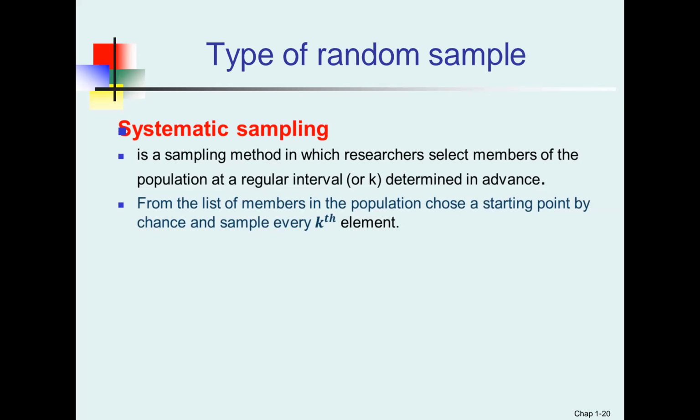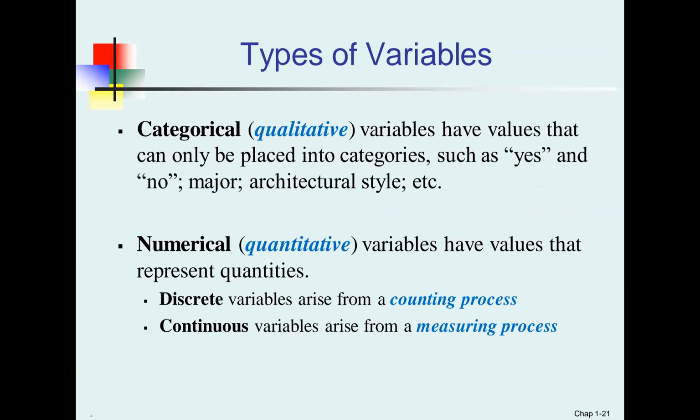It's a sampling method in which researchers select members of the population at a regular interval determined in advance. So for example, let's say you have 100 people, right? Then you're going to say we'll be selecting every 10th. You'll be counting the people: 1, 2, 3. When you reach the one who gives you number 10, you select that one. Maybe you say the 7th one, whatever number you say, you select it. You get that one until you finish all the people, like you finish forming your sample from 100.